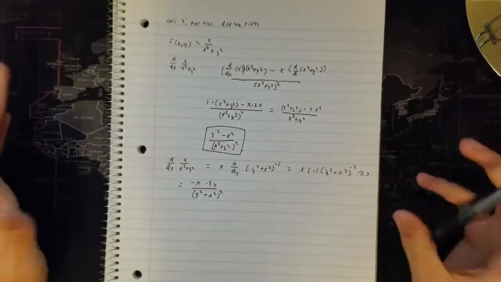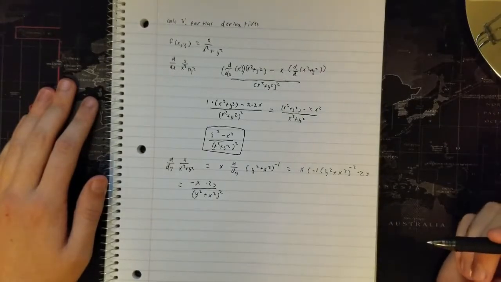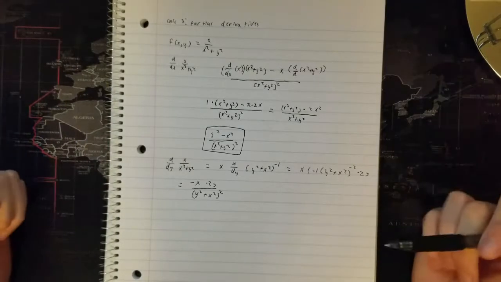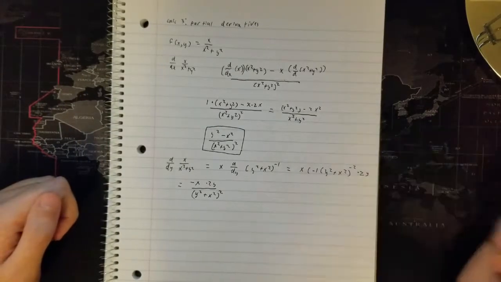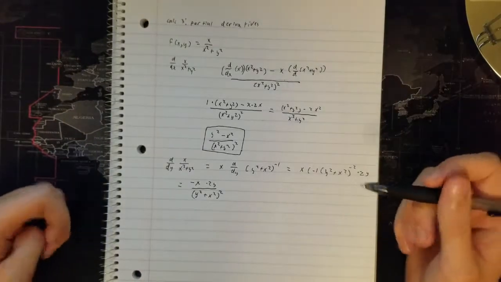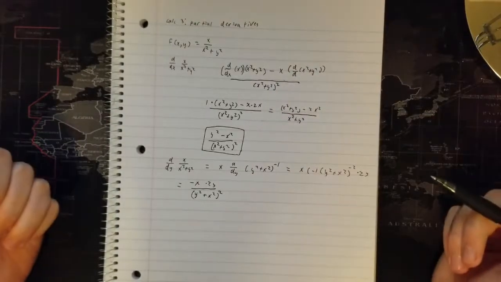And that is pretty much just partial differentiation, or partial derivatives. And this will work on however many variables that you have. Just take one and pretend the rest are constants. And yeah, that's it.